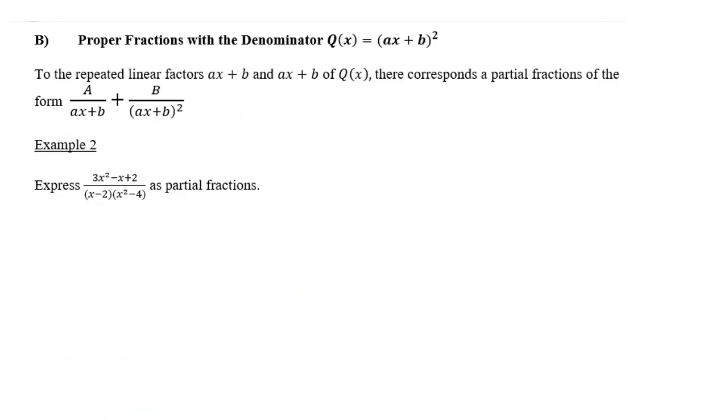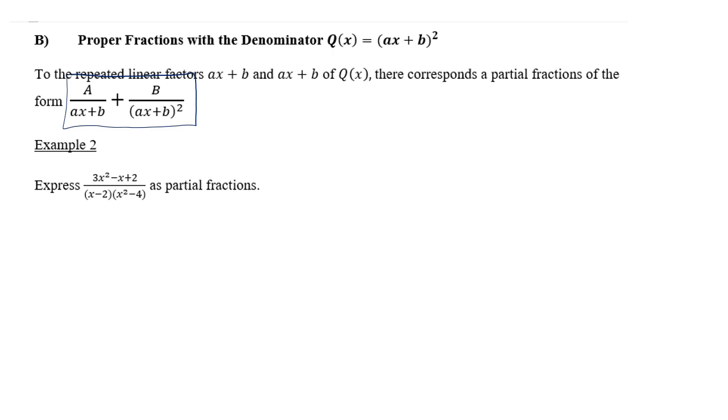So let's practice what we have learned. Let's recap. If you have a proper fraction where your denominator is a repeated linear factor, then you can express it into two partial fractions, a over ax plus b, plus b over bracket ax plus b to the power of 2.